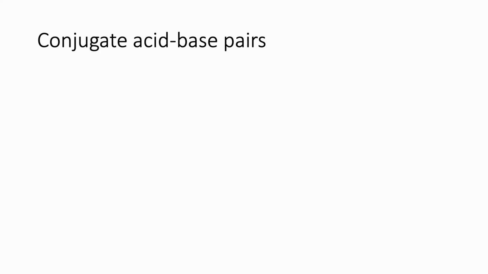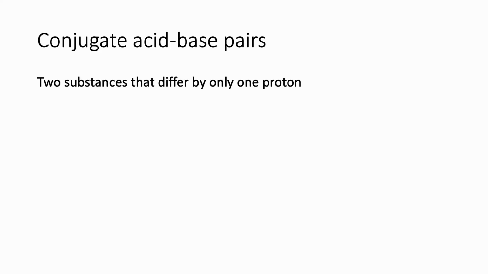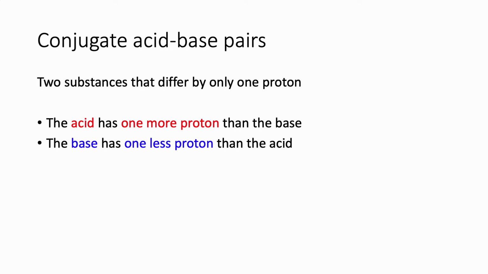So one of the things that you need to be able to do is to find conjugate acid-base pairs when you're looking at a Bronsted-Lowry reaction. And so basically what these are going to be are two substances, one on the product side and one on the reactant side, that differ by only one proton. The acid is going to be something that has one more proton than the base, and that could be the acid has one more proton than the conjugate base, or the conjugate acid has one more proton than the base. The base has one less proton than the acid, so that could be the conjugate base having one less proton than the acid, or the base having one less proton than the conjugate acid.